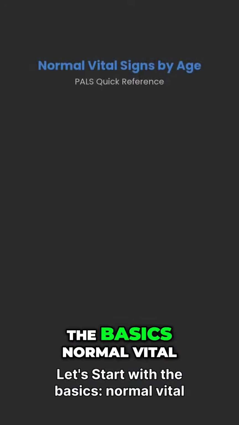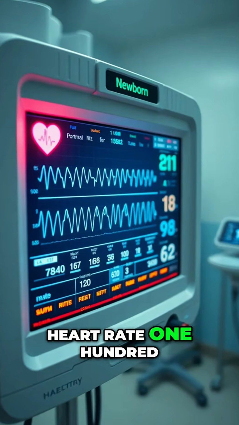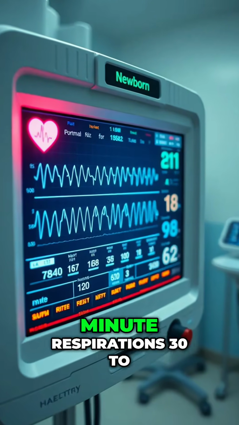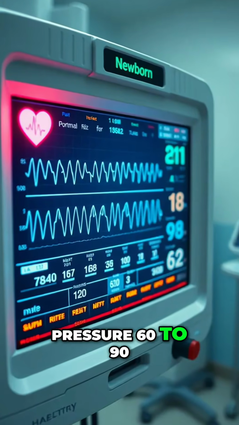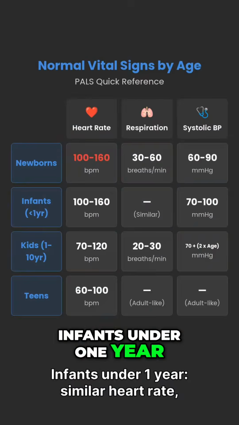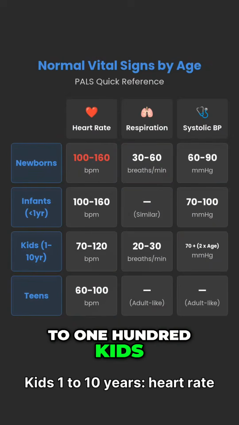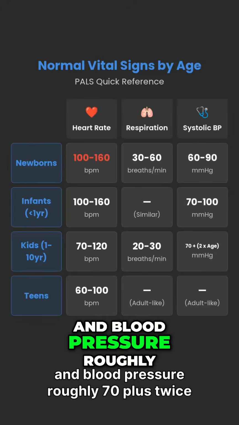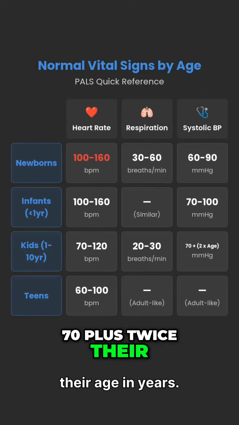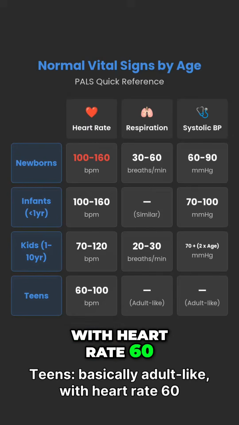Let's start with the basics. Normal vital signs by age. Newborns, heart rate 100 to 160 beats per minute, respirations 30 to 60, and systolic blood pressure 60 to 90. Infants under 1 year, similar heart rate, with blood pressure around 70 to 100. Kids 1 to 10 years, heart rate 70 to 120, breaths 20 to 30, and blood pressure roughly 70 plus twice their age in years. Teens, basically adult-like, with heart rate 60 to 100.